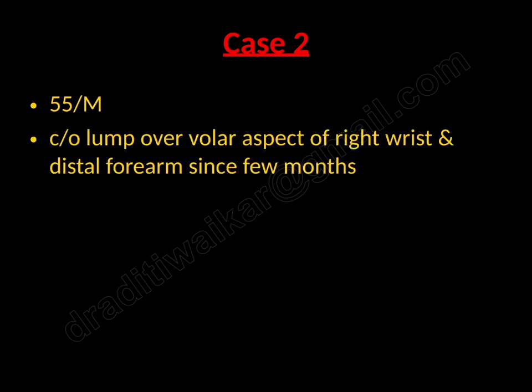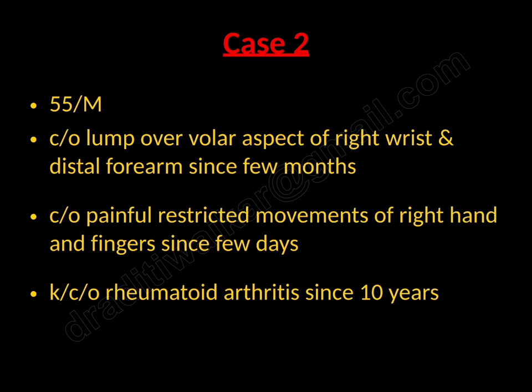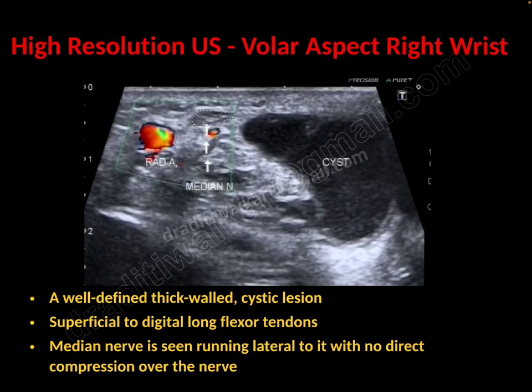A 55-year-old male presented with complaints of lump over the volar aspect of right wrist and distal forearm since last few months. However, his present complaints were painful restricted movements of right hand and fingers since last few days, so he was unable to drive his scooter. He was also a known case of rheumatoid arthritis since last 10 years.